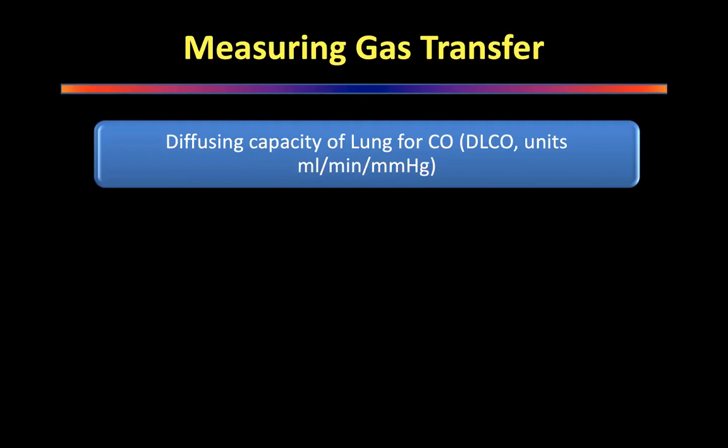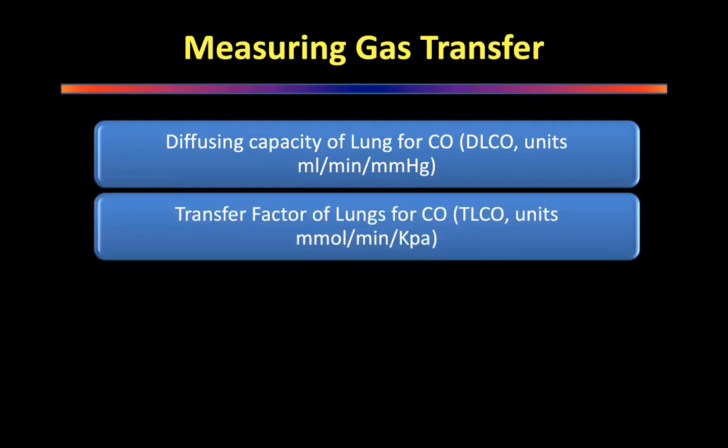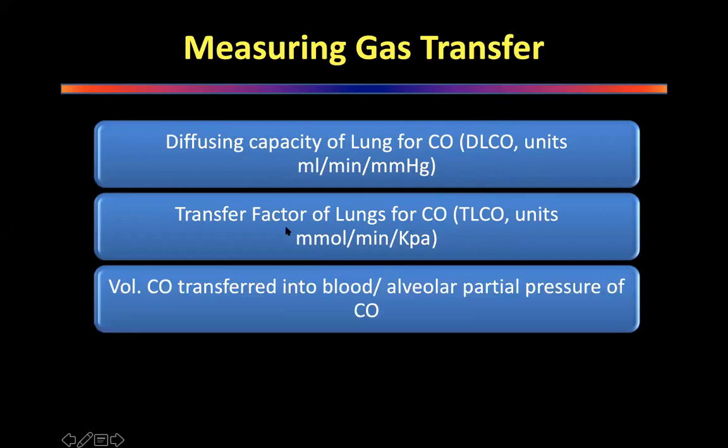And the unit for measurement of DLCO is ml per minute per millimeter of mercury. The same thing is represented in a different way with a different unit. If you use millimoles per minute per kPa of pressure, then it is called the transfer factor of the lungs for carbon monoxide, TLCO. It's more or less the same. DLCO and TLCO are similar representations, except that the units of measurement are changing. And then what we look at is the volume of carbon monoxide that is transferred into the blood.